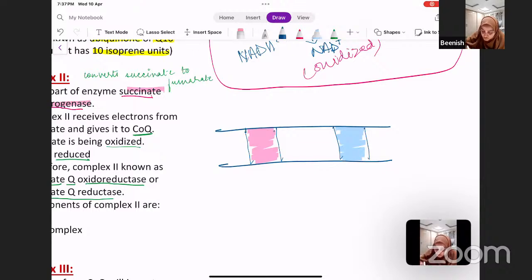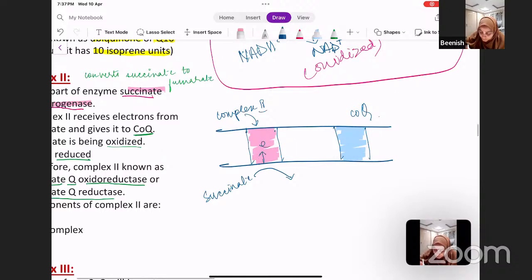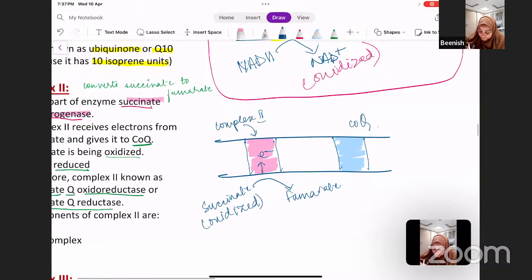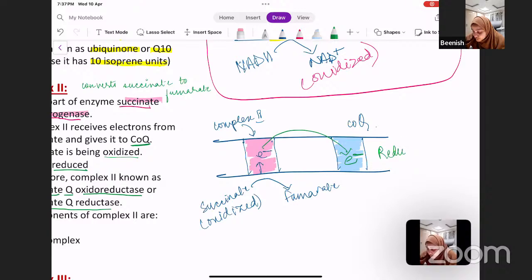Now let's suppose this is complex 2 and this is your coenzyme Q. So succinate gives its electron to complex 2 and changes into fumarate. On giving its electron, it becomes oxidized. Now this electron from complex 2 jumps to coenzyme Q. So this electron has reached, and coenzyme Q on gaining electrons becomes reduced.